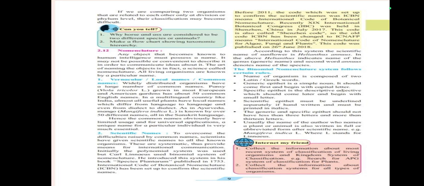Vernacular name, local name, common name. Widely distributed organisms have a large number of common names. Pansy, grown in most European and American gardens, has about 50 common English names. In a multilingual country like India, almost all useful plants have local names which differ from language to language and even from dialect to dialect. As in Ayurveda, Mangifera indica is known by over 58 different names, all in the Sanskrit language.